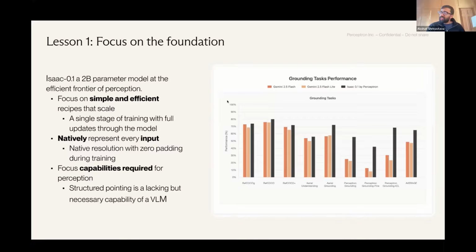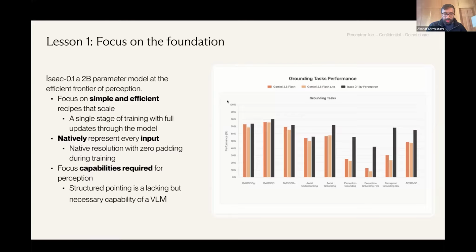It turns out that this is easier said than done. A lot of work goes into the right data curation, the right infrastructure, the right speed that you can train at, which relates to your GPU costs, making sure your MFU stays high. All of this matters to be able to build that simple and efficient recipe for scale. And we accomplished that in 0.1.